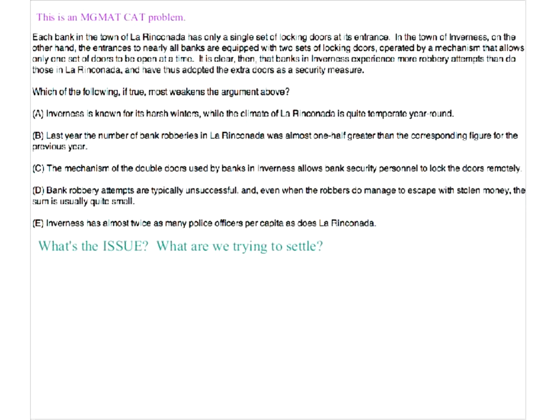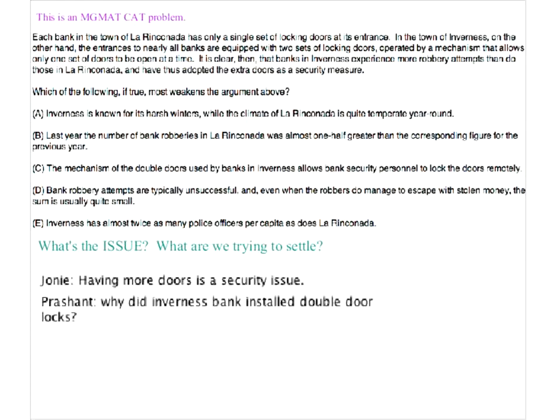If you're talking about a cause and effect relationship, then you've got the cause and effect backward. But if you mean an indication, yeah, Prashant and Joni, that's the issue, right? Why did they install double doors? Actually, not just locks. It's two sets of doors instead of one. It's not just two sets of locks. That's an extremely important point, so make sure you understand it.